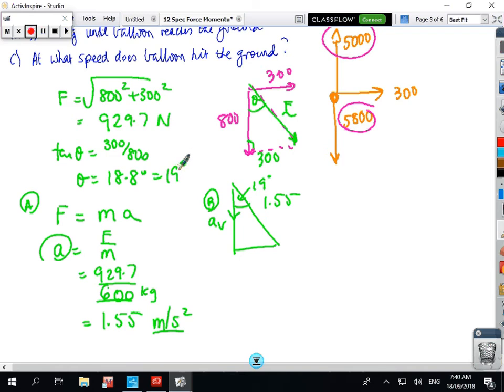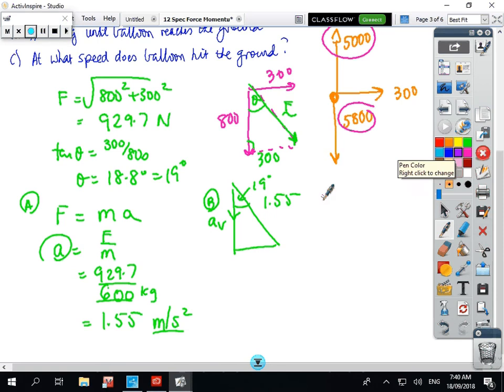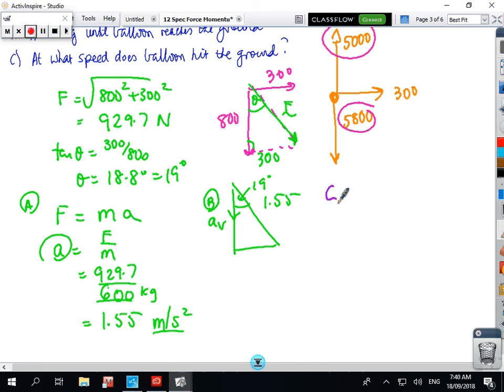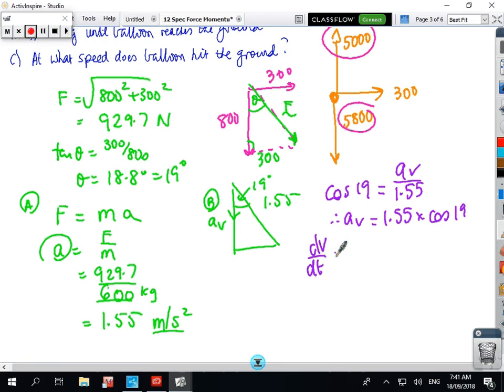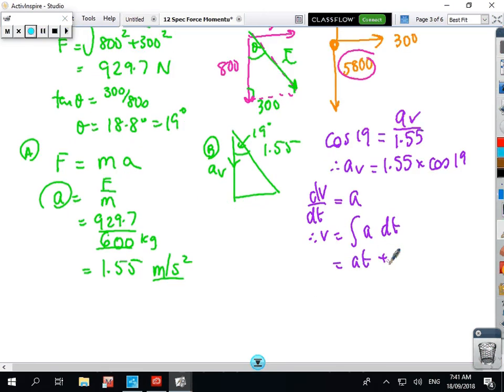So then we've got cos 19 equals the acceleration vertical divided by the force. So acceleration in the vertical direction is 1.55 times cos 19. And then, using our calculus, the rate of change of velocity is called the acceleration. So v equals the integral of a with respect to time. So that equals at plus c.